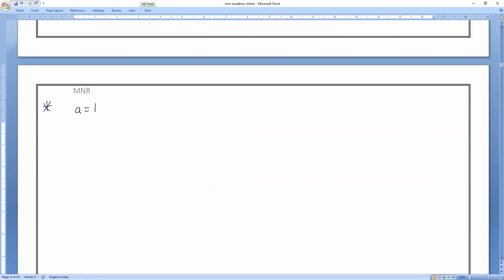Right. So A is equal to t square plus t plus 1. So this is the acceleration given. Now they will ask you to find V at t is equal to 2 seconds. So this is your question.